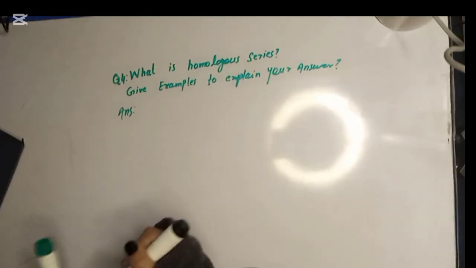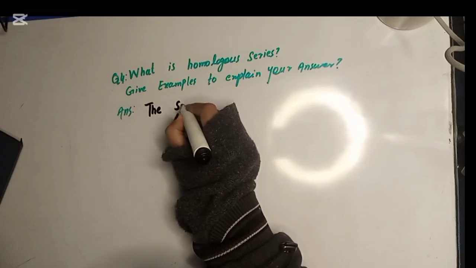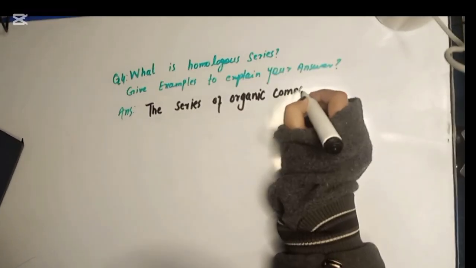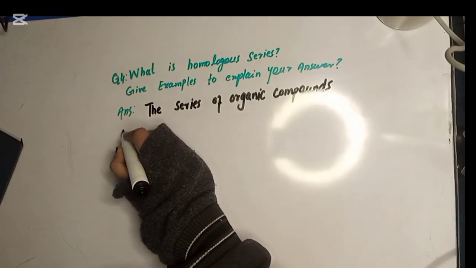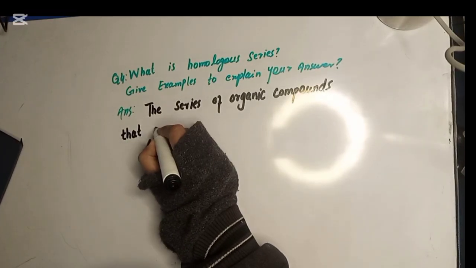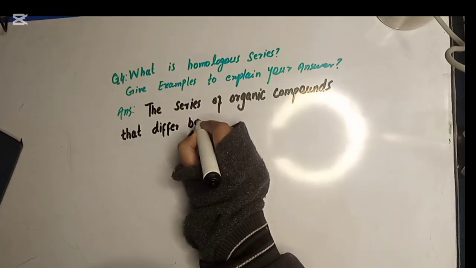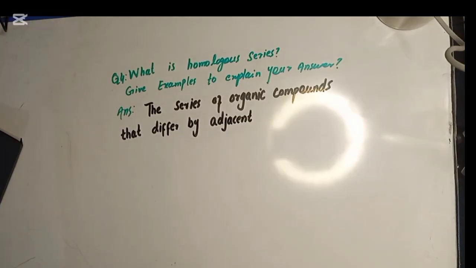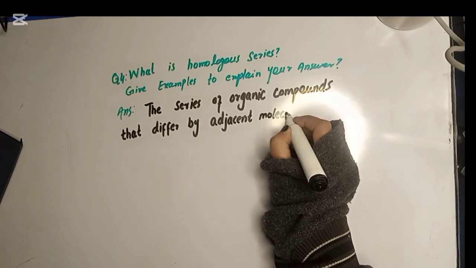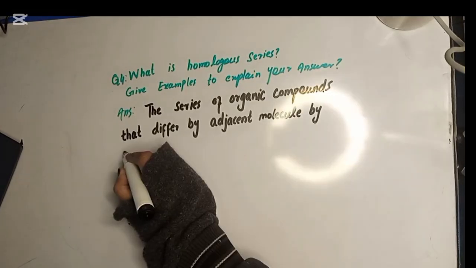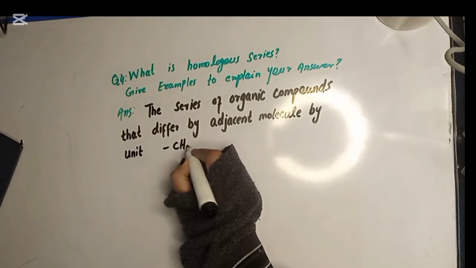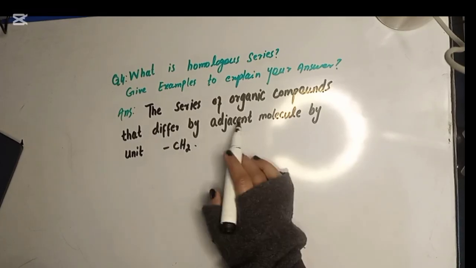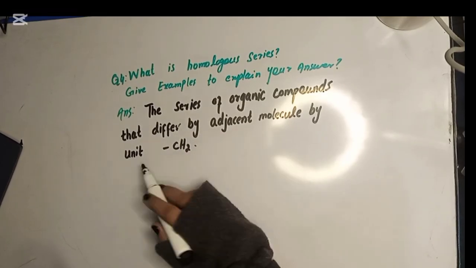The series of organic compounds that differ by adjacent molecule by unit CH2. Now let's take the example. The series of organic compounds differ by the adjacent molecule by unit CH2.